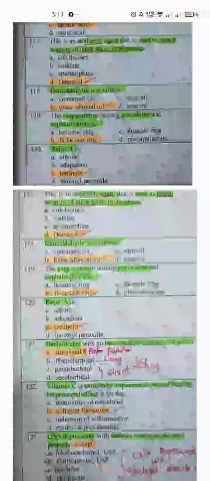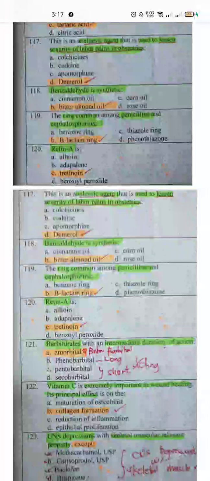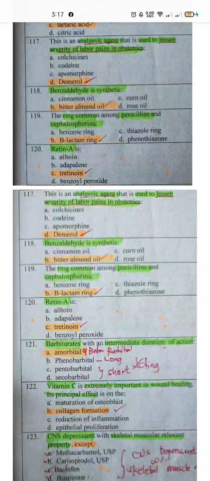So, let's repeat. Short duration, less than 3 hours, pentobarbital and secobarbital. For intermediate duration of action, duration is 3 to 6 hours. Examples, amobarbital, butarbital, and talbutal. Long duration, more than 6 hours, barbital, phenobarbital, and metharbital. So, your intermediate duration of action here is amobarbital. That is amobarbital, not amorbital.